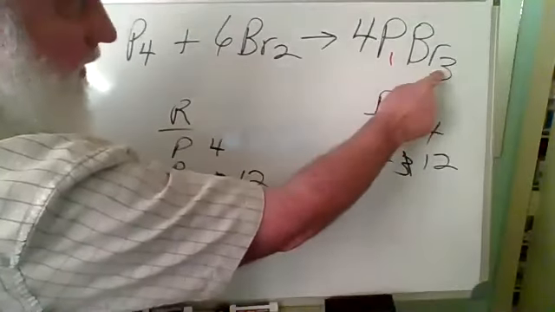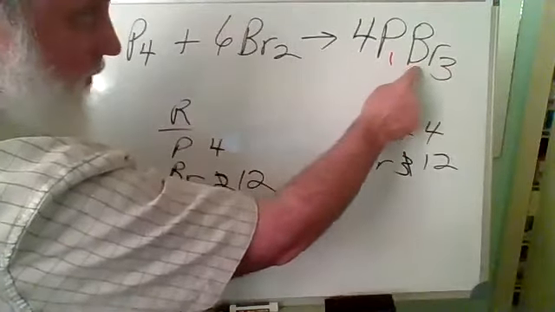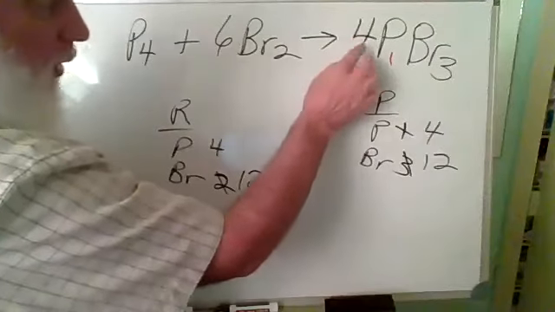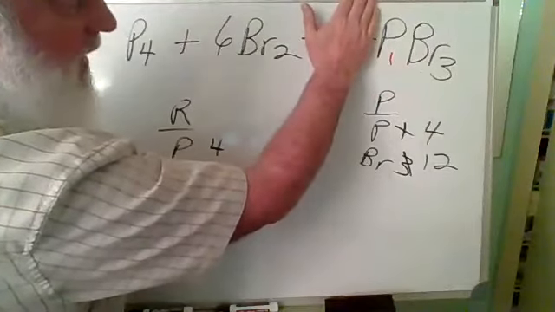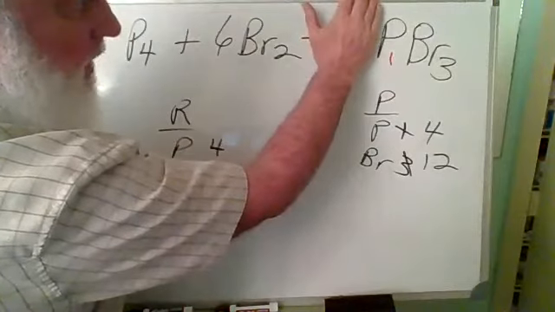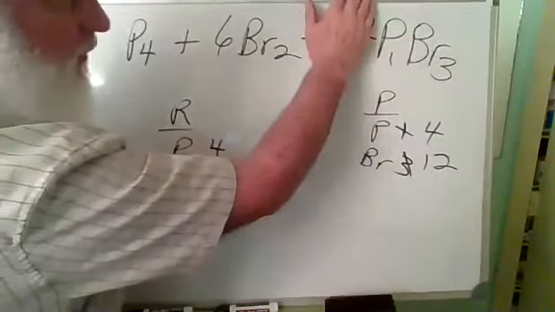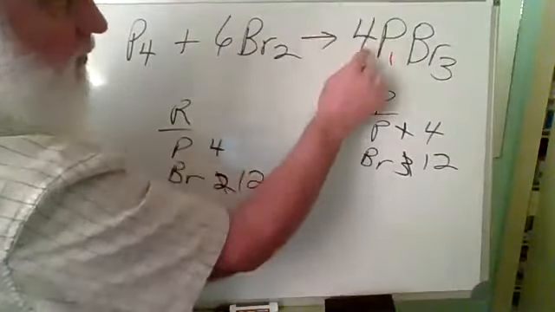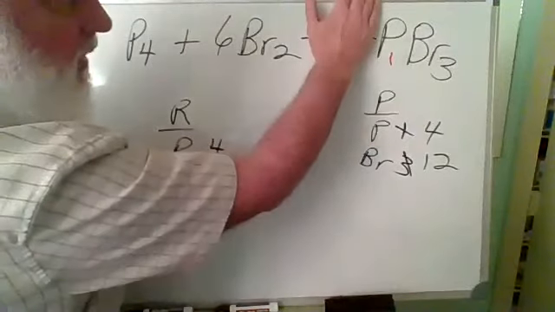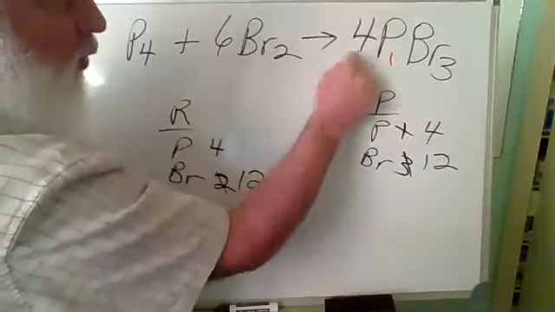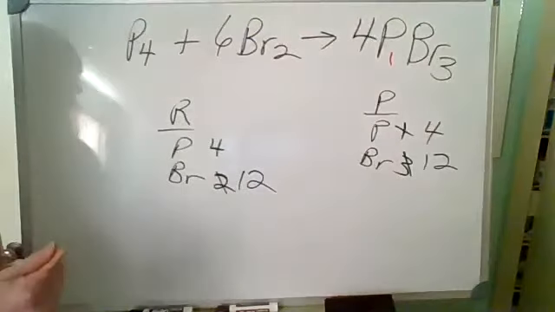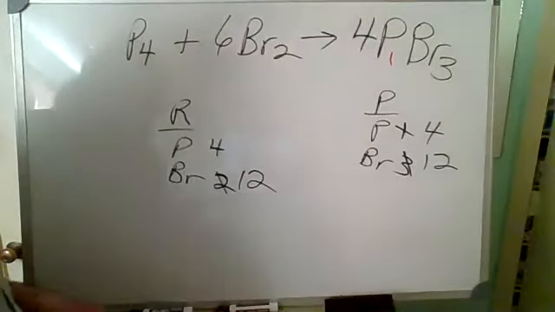So 3 bromines times 4. Now remember, a coefficient multiplies everything after it. So there's P1, Br3. This 4 is going to multiply everything. So 1 phosphorus times 4 is 4 phosphorus. 3 bromines times 4 are 12 bromines. 12 bromines.